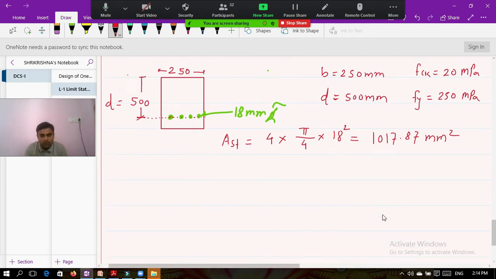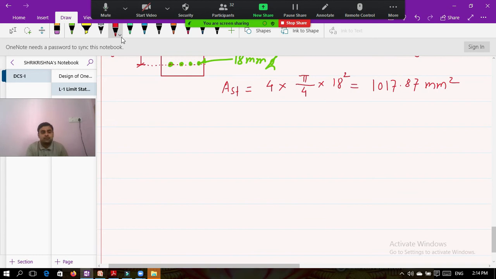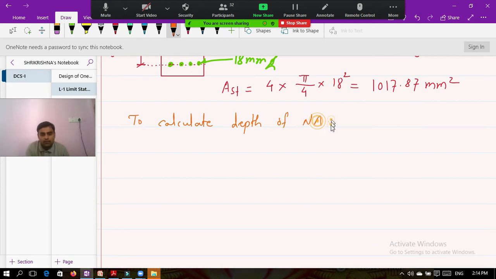Now to calculate the depth of neutral axis, here I can write: to calculate the depth of neutral axis, assume the section is a balanced section.